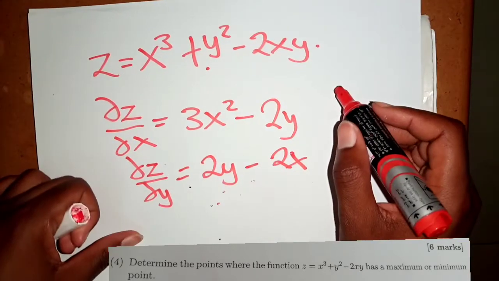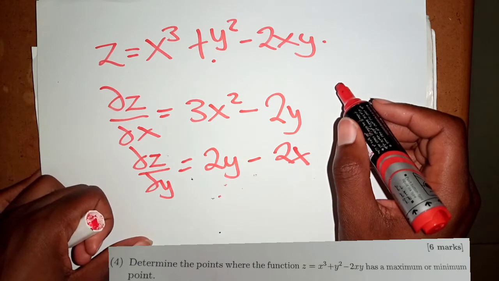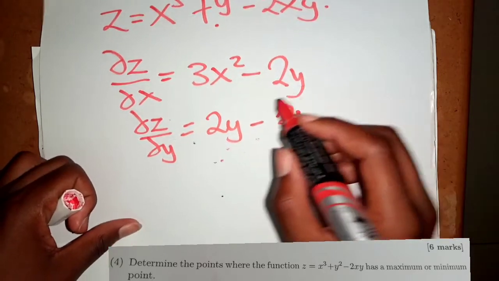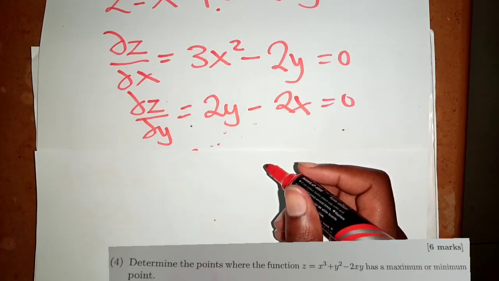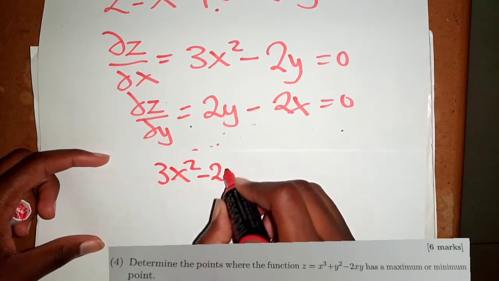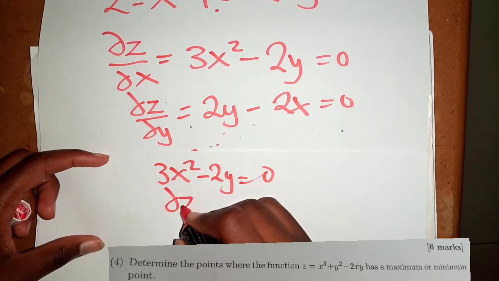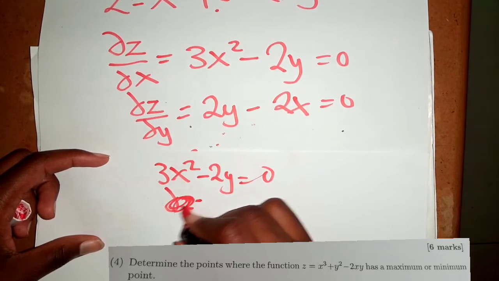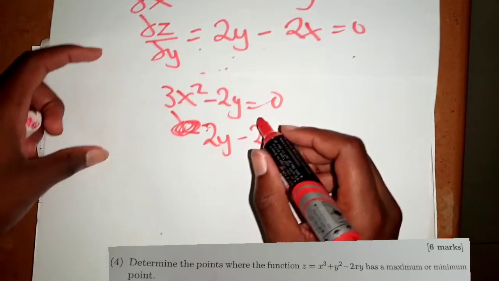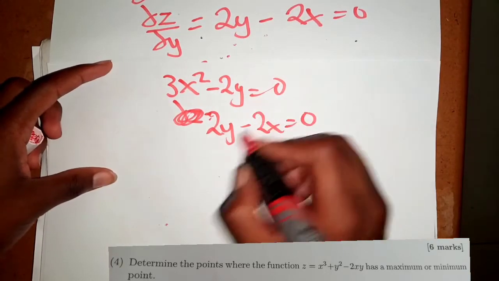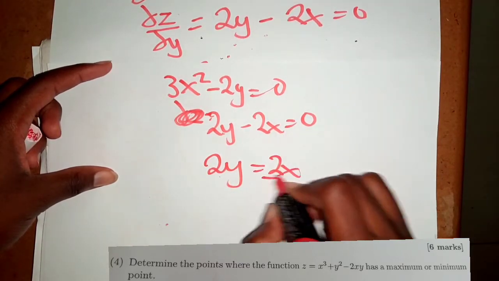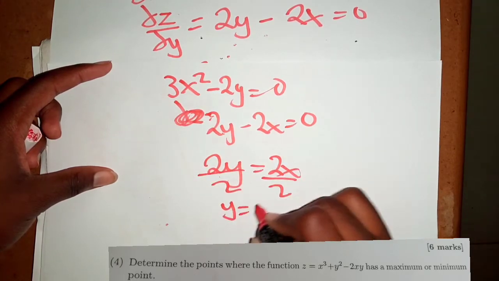So when we equate them to 0, we are going to find the points at which we have a maximum or a minimum value. So let's solve this simultaneously. We're going to have 3x squared minus 2y being equal to 0, then 2y minus 2x also being equal to 0. You're going to take these to the other side. So 2y is equal to 2x, divide both sides by 2. You're going to have y being equal to x.